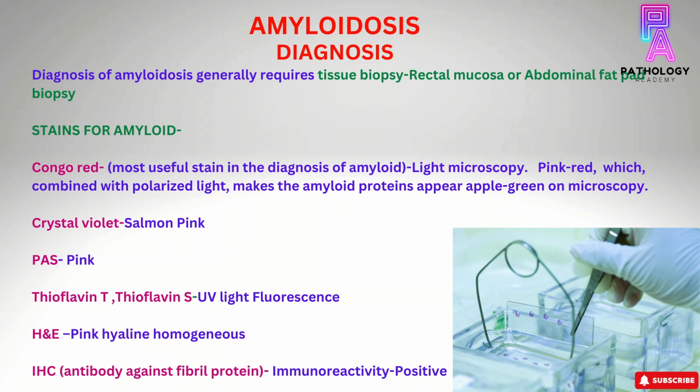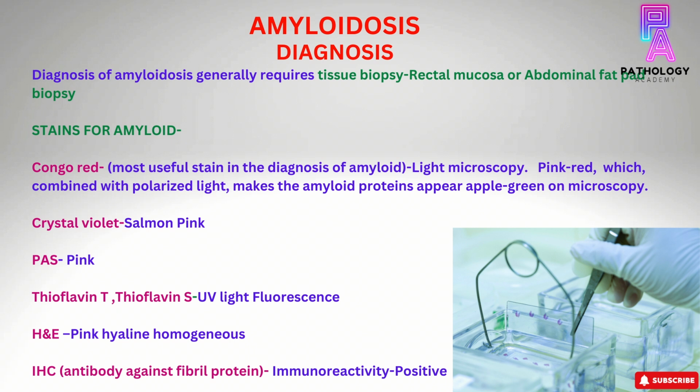Coming to the diagnosis part of amyloidosis. For diagnosis, usually a tissue biopsy is required, which is generally from the rectal mucosa or the abdominal fat pad biopsy. The stains which are specific for amyloid include Congo red, crystal violet, periodic acid Schiff stain, thioflavin T and thioflavin S. H&E stain and IHC can also be done for diagnosis of amyloidosis.